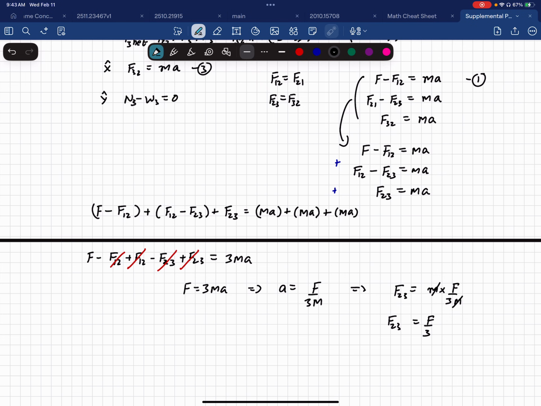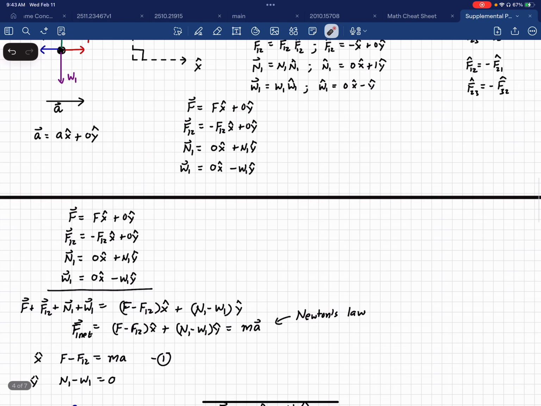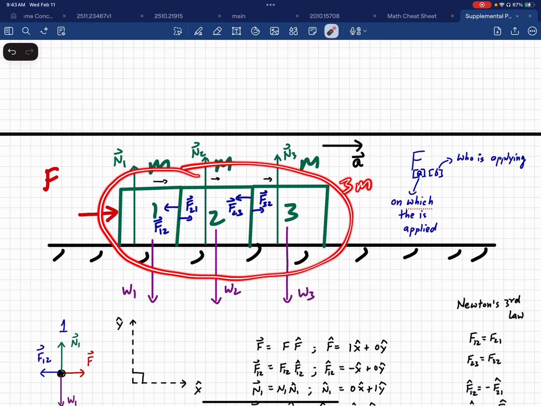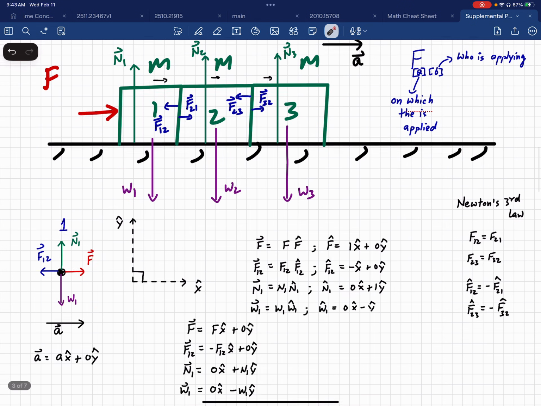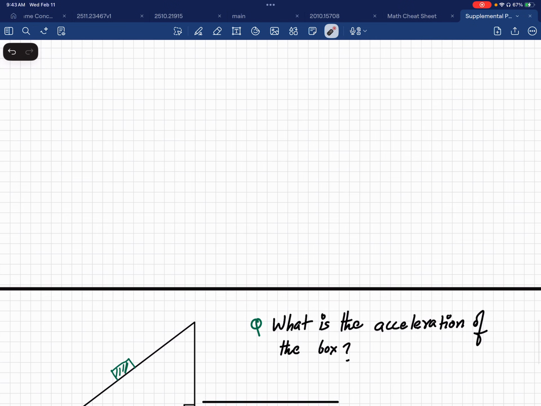Now pay close attention to what is happening here. This is kind of a sanity check. Why? Because if I assume that the entire thing is just one block of mass 3m, Newton's second law is very simple. It comes out to be this, and this is exactly what we are getting. All right? Awesome. Good. Now, let's do the next one.